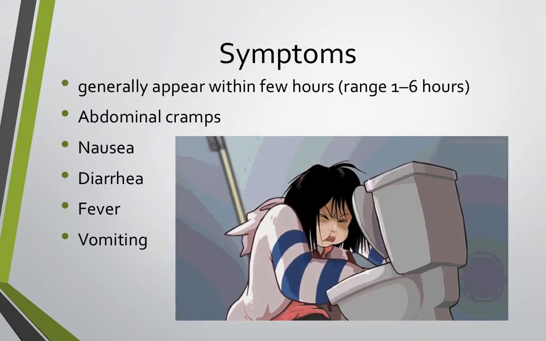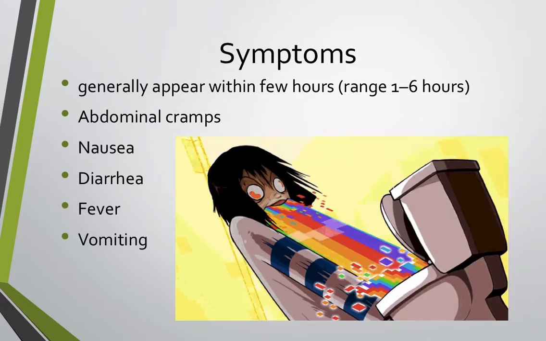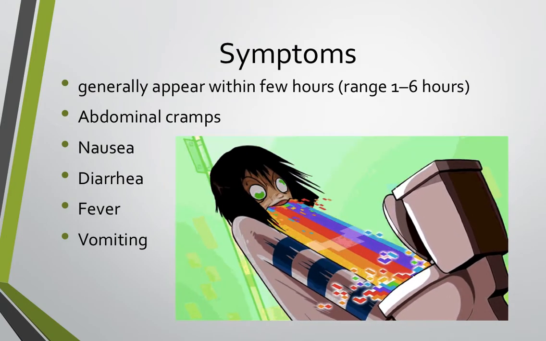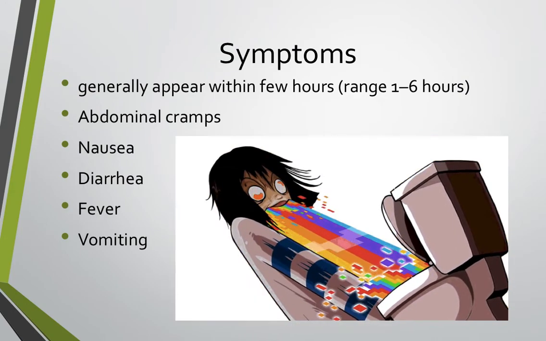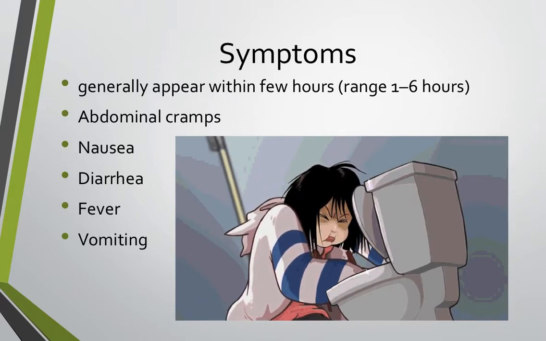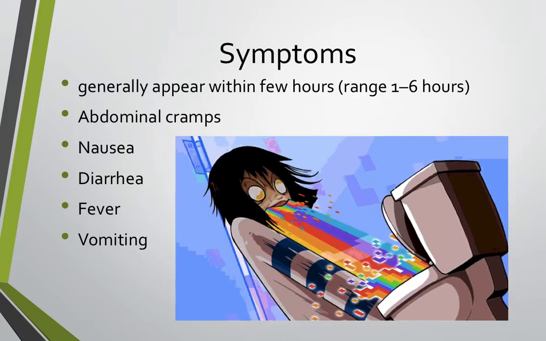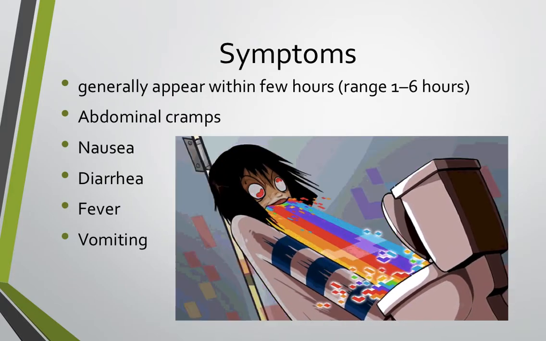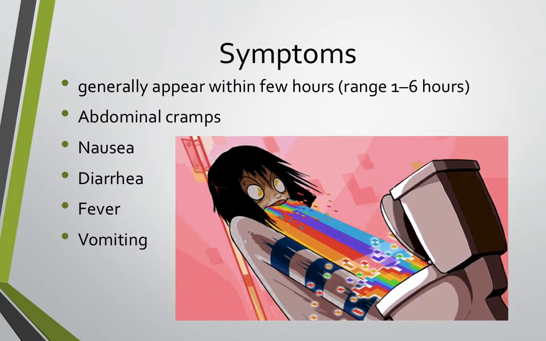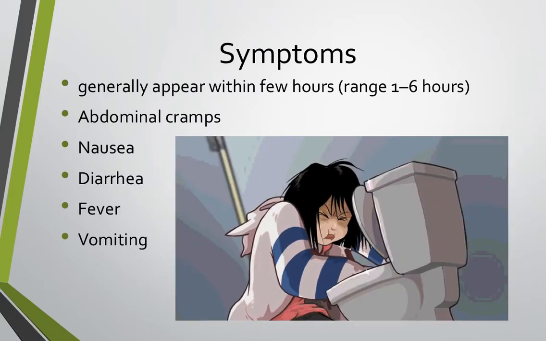Now the symptoms. Symptoms of Staphylococcus food poisoning generally appear within a few hours, between 1 hour to 6 hours, after the ingestion of enough enterotoxin to cause food poisoning. Common symptoms are nausea, abdominal cramps, weakness, diarrhea, fever, and explosive vomiting, which can last for a few hours.